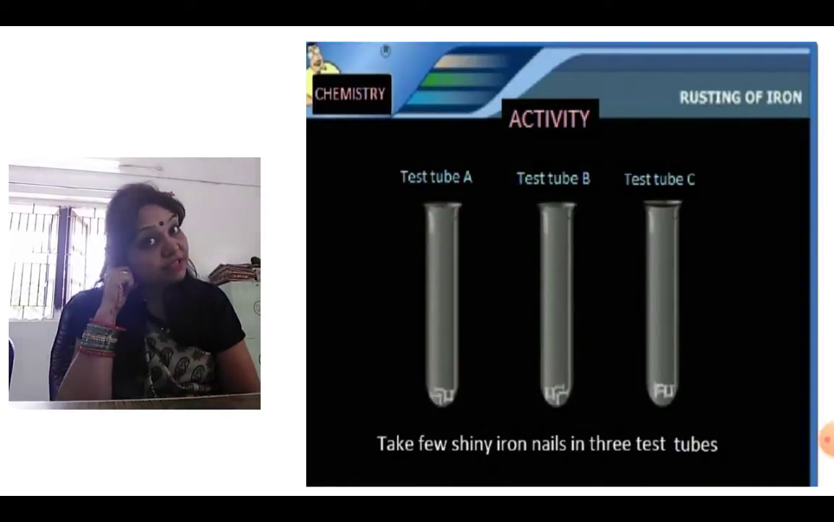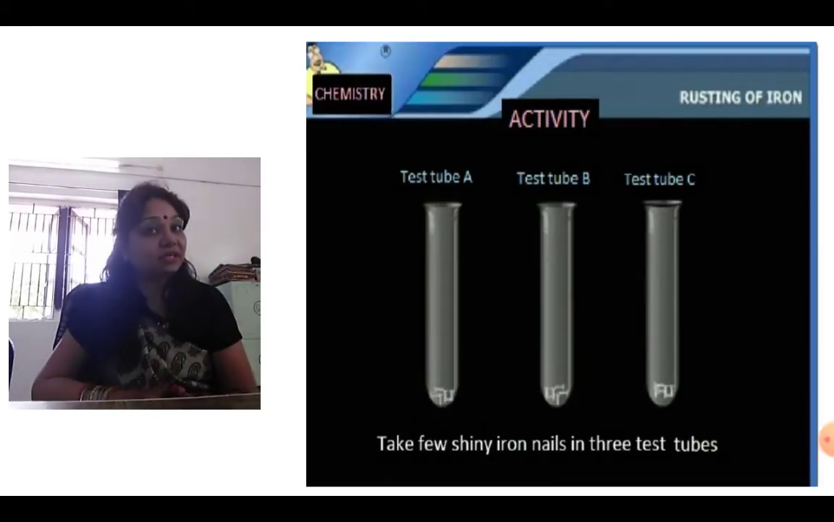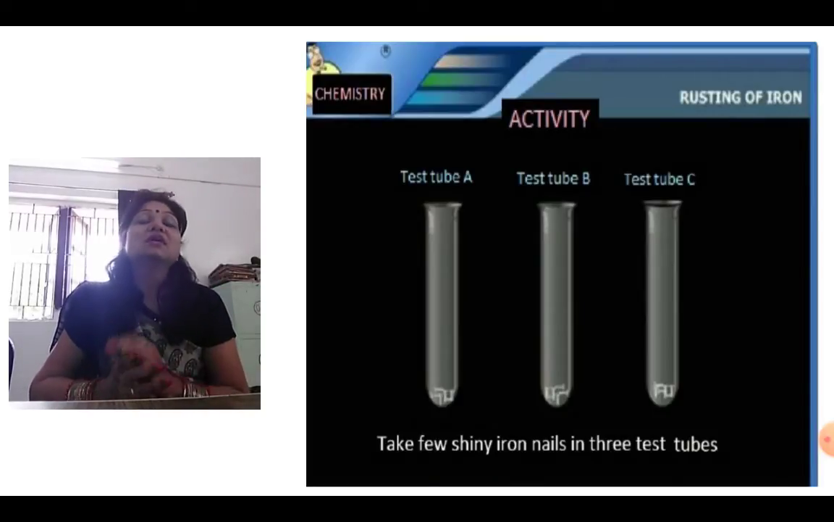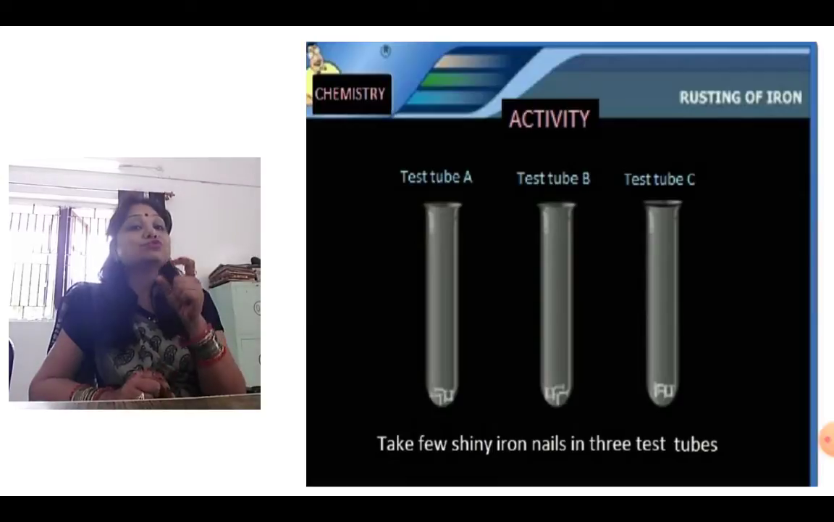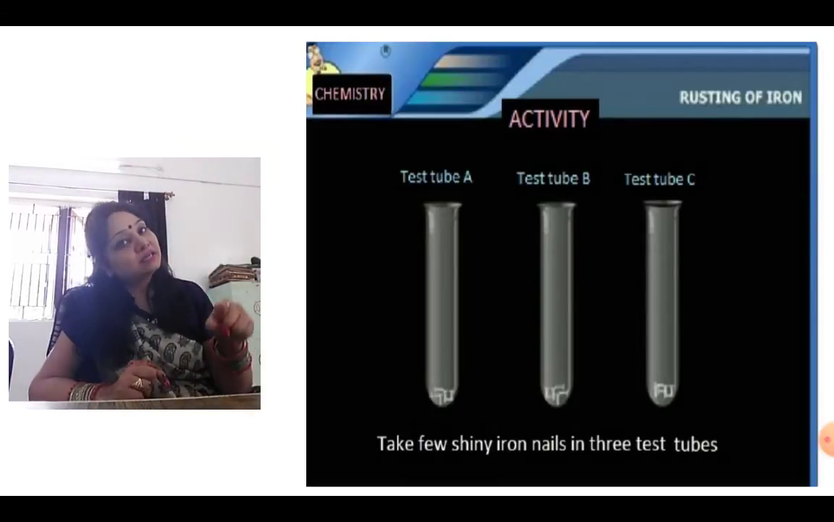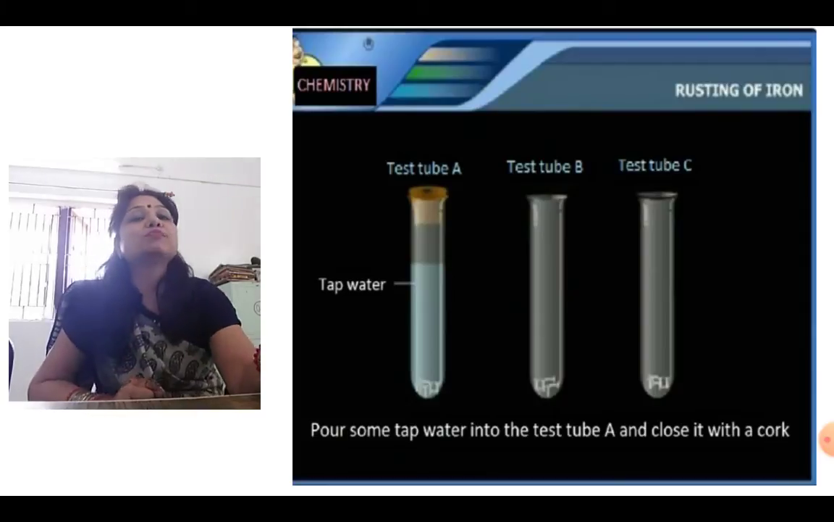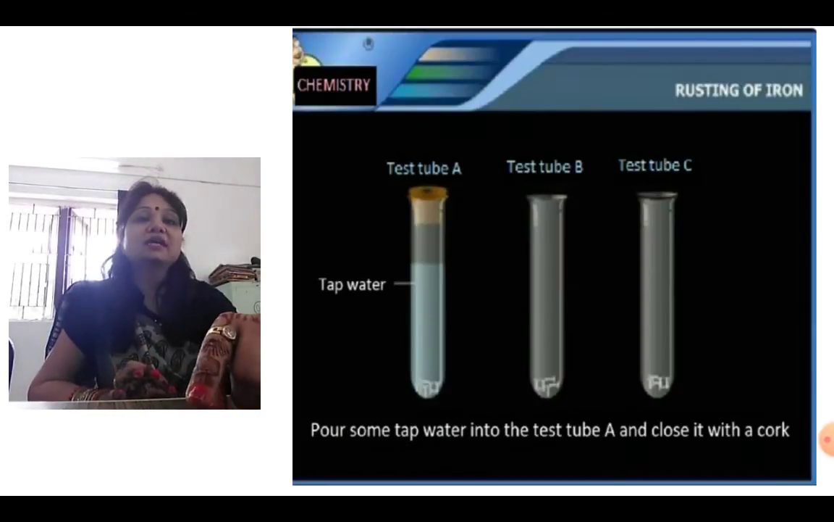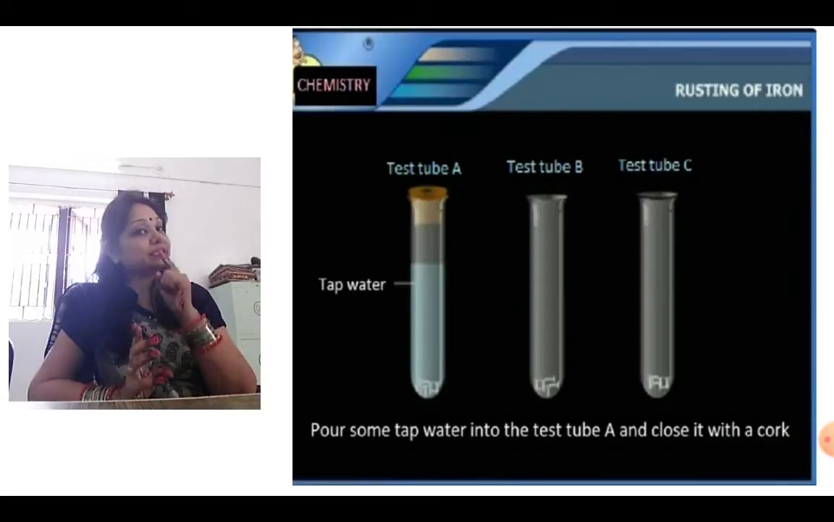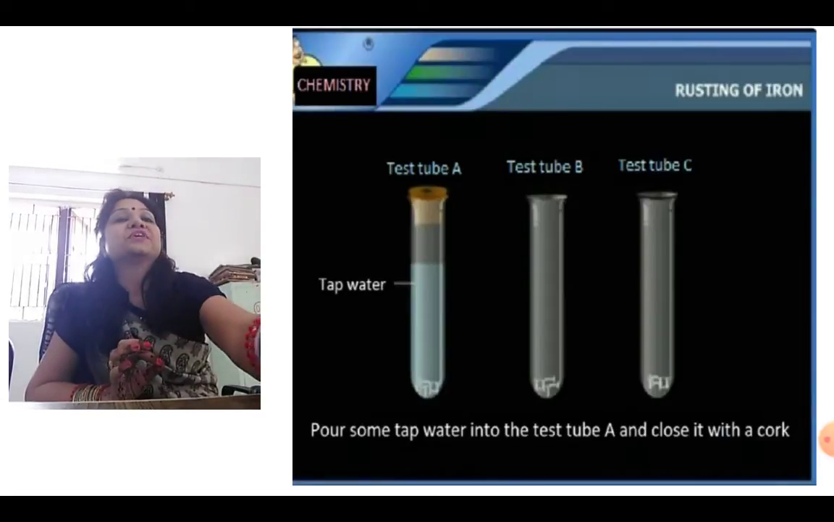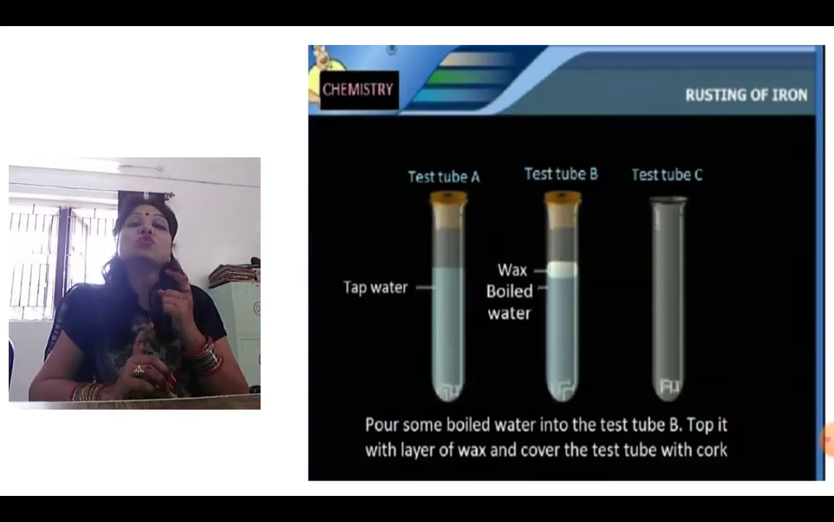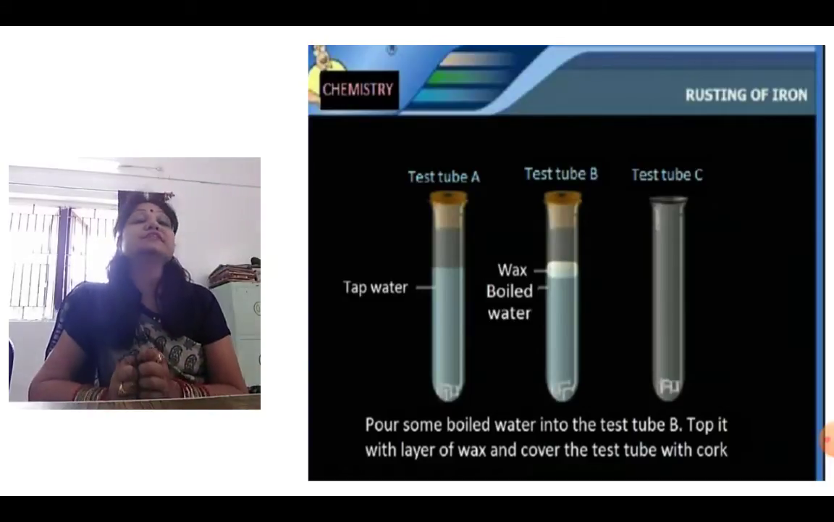Now there is an activity which will explain rusting in a better way. It is also given in your book, and I am explaining this activity with these pictures. We take three test tubes: test tube A, test tube B and test tube C, and put a few shiny iron nails in these three test tubes. Next, we pour some tap water into test tube A and close it with a cork. In test tube B, we pour some boiled water, then top it with a layer of wax and cover the test tube with a cork.